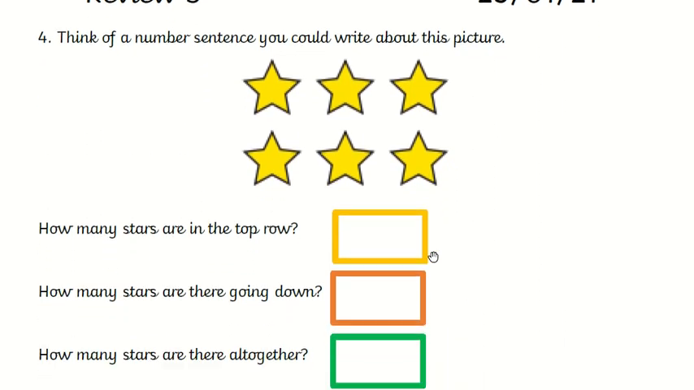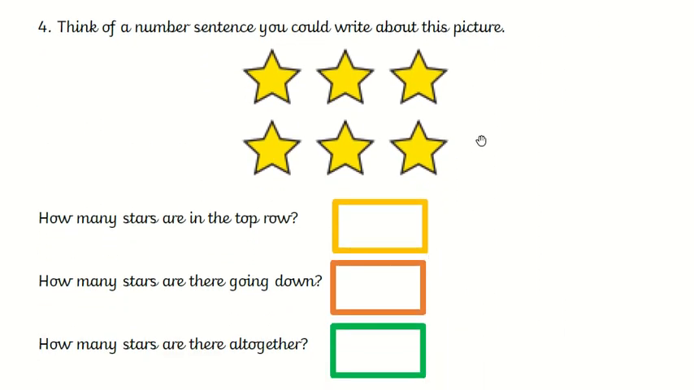Okay, question 4. Think of a number sentence you could write about this picture. So what I want you to do is look at these stars. You might already be able to tell how many stars there are altogether, but we want to write a number sentence to show how we could work this out. So the first thing I want you to do is count how many stars there are in the top row, which is across here. Next, I want you to count how many stars there are going down. Well done. Now I want you to count how many stars there are all together.